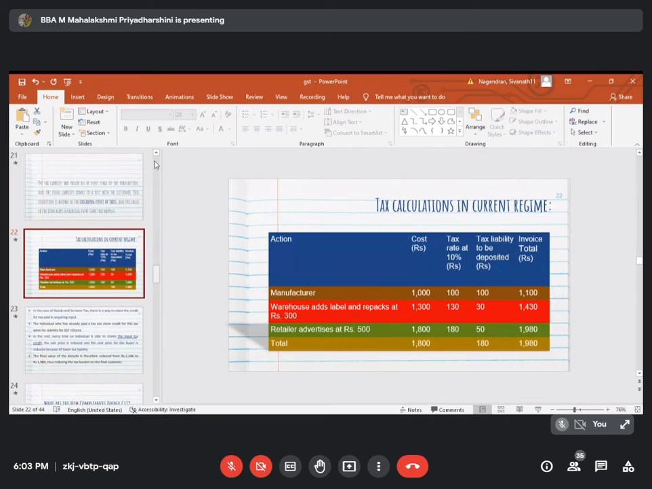So this is the current calculation after GST has arrived. For the same product, the manufacturer is saying that the cost of the product is 1000, 10% of tax, so it is 1100, right? Again, in the warehouse for labeling and repacking, they have added 300, but here the 300 has been added to the cost. It is not added to the invoice total.